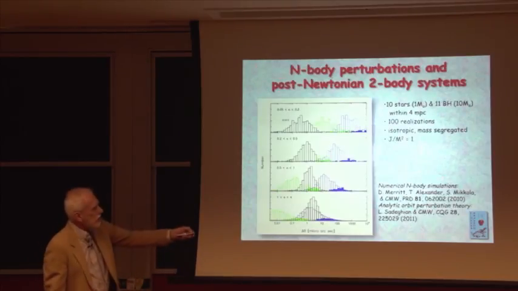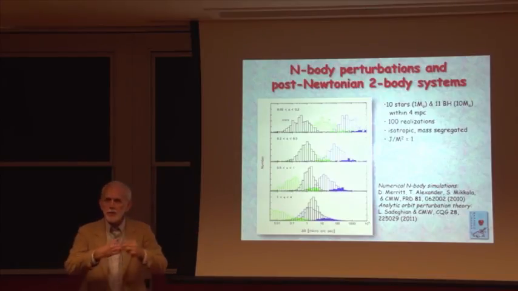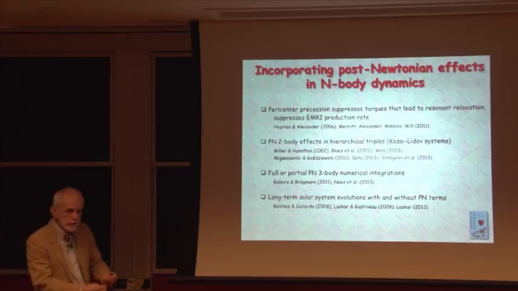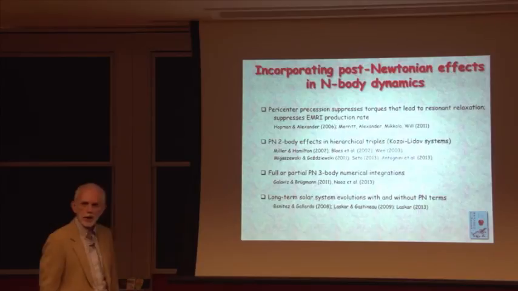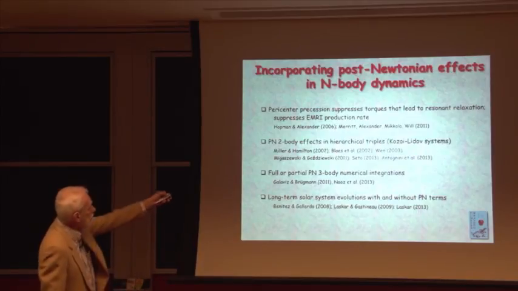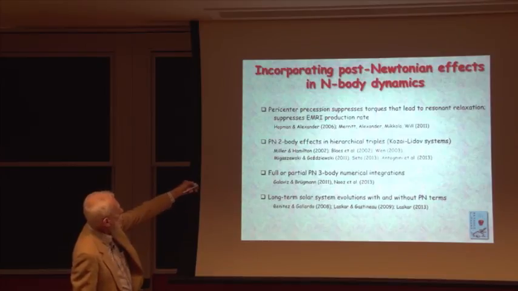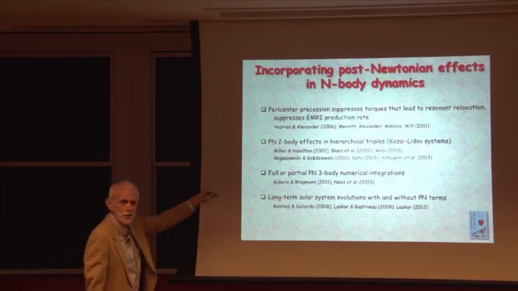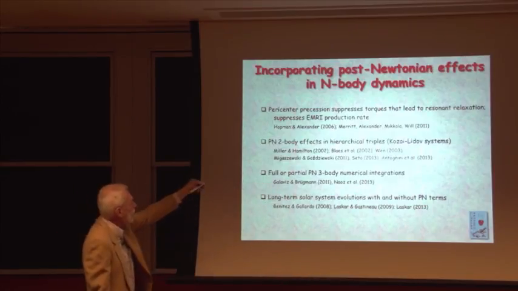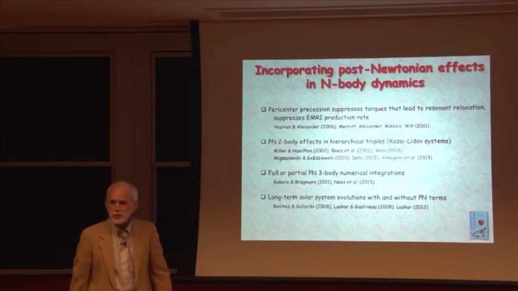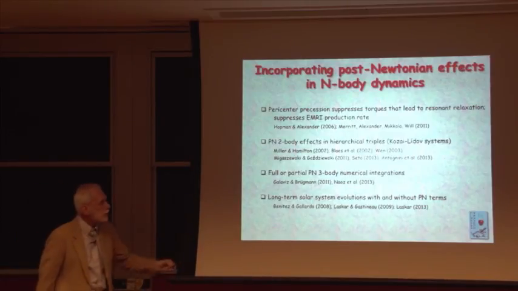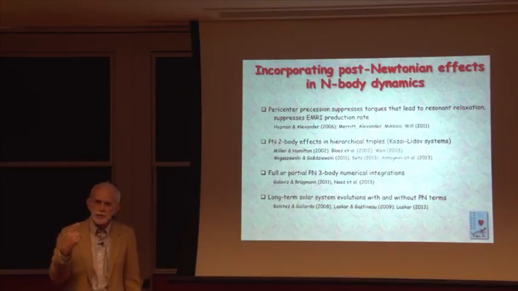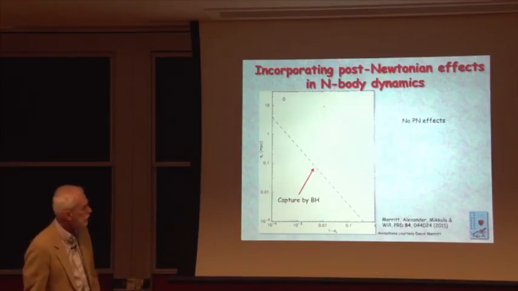Okay, so this again is really an example of bodies in an n-body system impacting a two-body problem where relativity is important. But of course, there's been a lot of work recently on incorporating relativity in a way to see how it might affect n-body systems. So for example, I think following up on work by Hopman and Alexander, we, in the loosest sense, I'm a relativist, they do the work, they're the real n-body experts, looked at the way that pericenter precession induced by the black hole suppresses the torques that lead to resonant relaxation and the production of EMRIs. These are extreme mass ratio inspirals that can produce gravitational waves important for LISA.